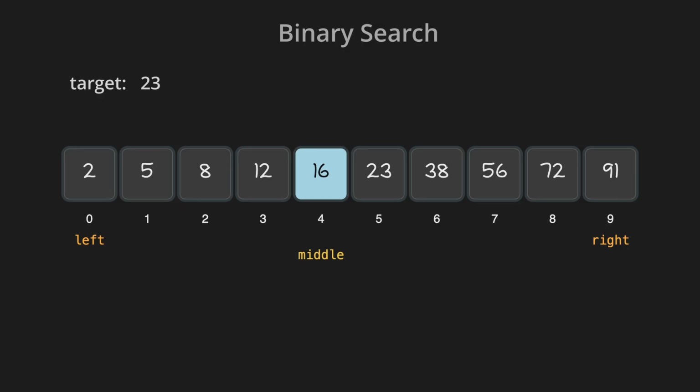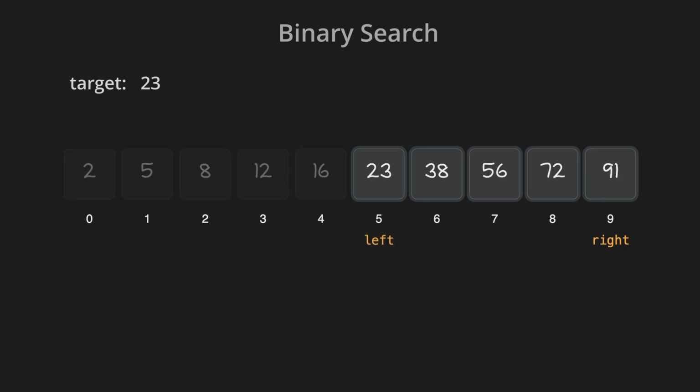Compare this 16 with the target value. 16 is smaller than the target value, 23. Because the array is sorted, all elements before 16 are also smaller than 23, so we ignore the left half of the search range. Now our new search range starts from the element after the middle index. The left pointer becomes middle plus 1, which is 5. The right pointer stays at 9.